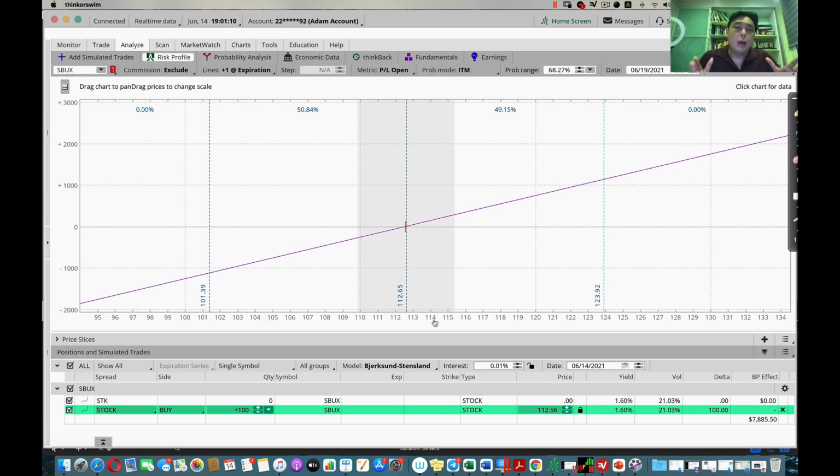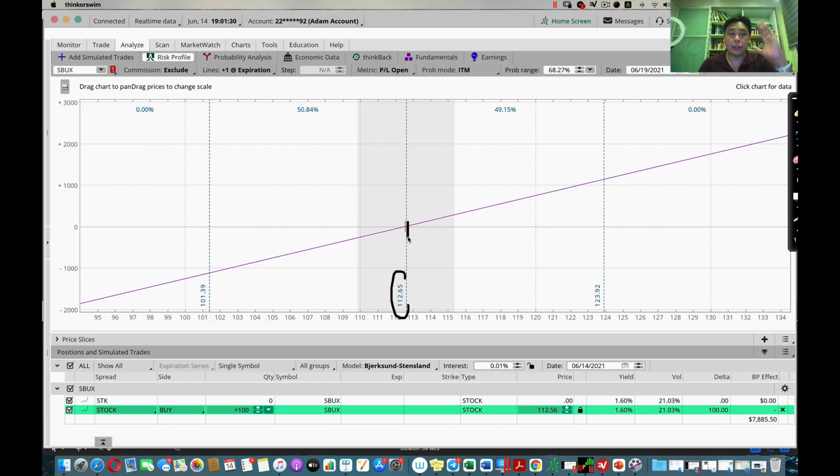So there you go. Whenever you buy shares of stock, notice the profit and loss graph is a straight line. So if the price goes up, you make more money. Price goes down, you lose money. Really simple. Again, what's the current price right now? 112.56. That is the current price right here.